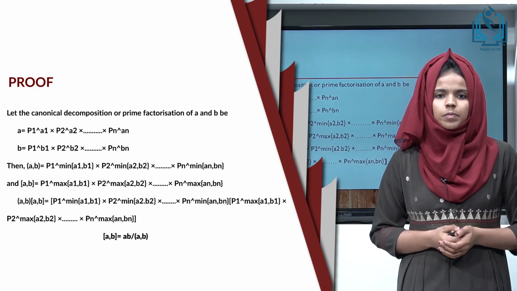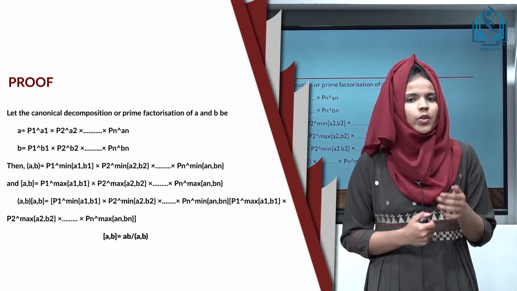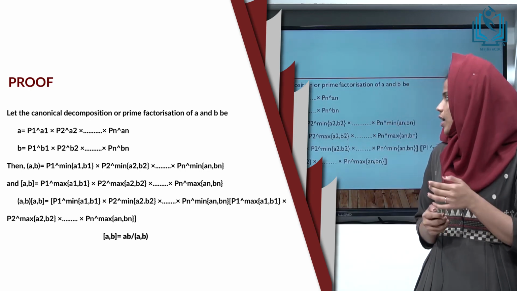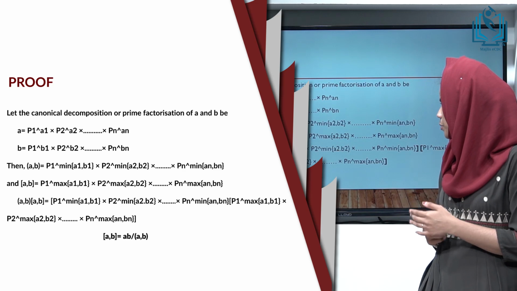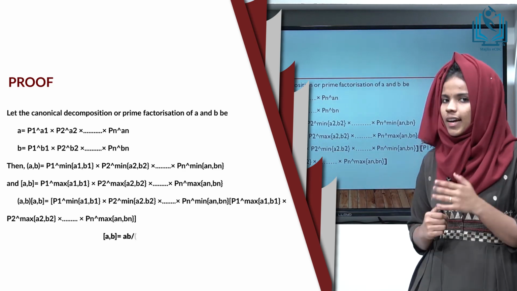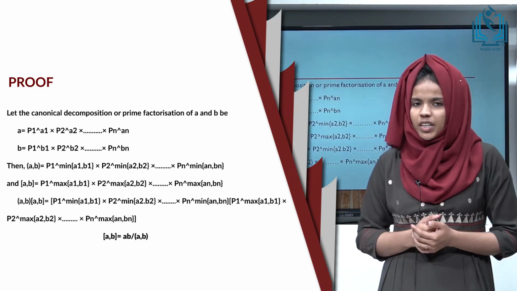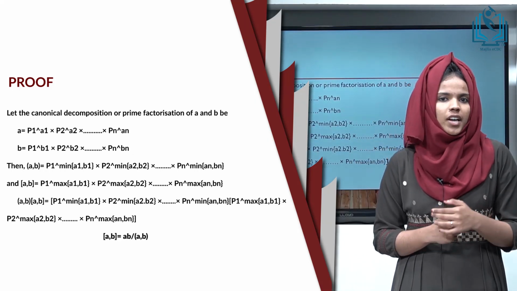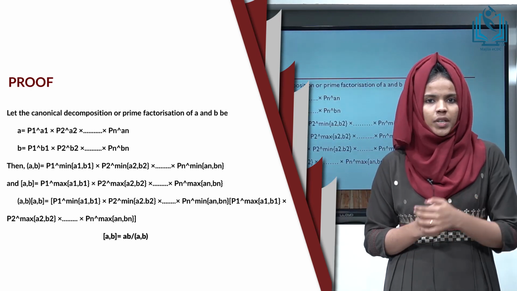Then we have to multiply GCD and LCM. GCD of AB into LCM of AB is equal to P1 raised to minimum of A1 and B1 into P2 raised to minimum of A2 and B2 into etc. Pn raised to minimum of An and Bn into P1 raised to maximum of A1 B1 into P2 raised to maximum of A2 B2 into etc. Pn raised to maximum of An Bn.